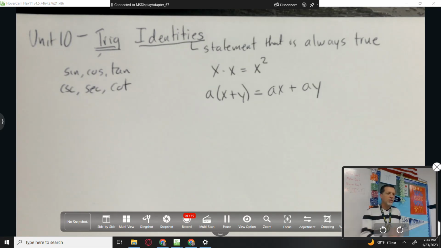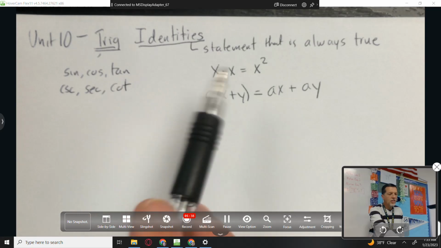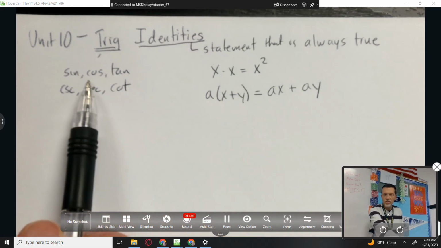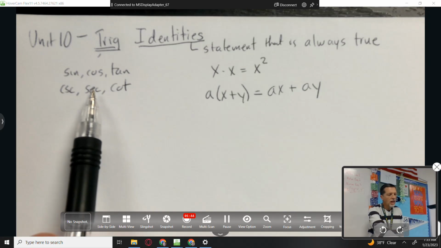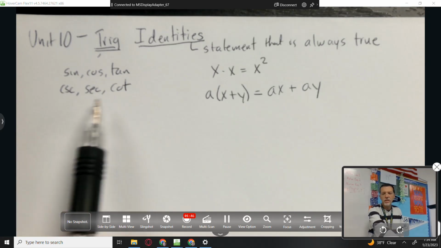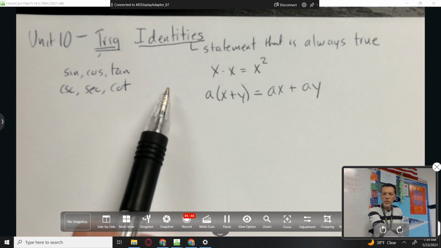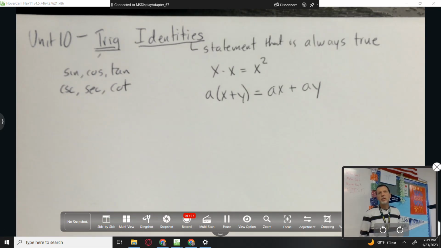So we're going to look at some of the statements that are always true with sine, cosine, and tangent. And there's a bunch of them. We're not going to do them all today. Some of them you kind of already know. Some of them become a little bit more important tomorrow. And then we'll use them to do a variety of things.